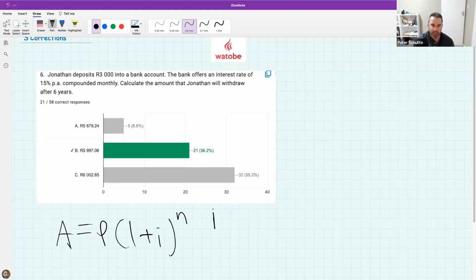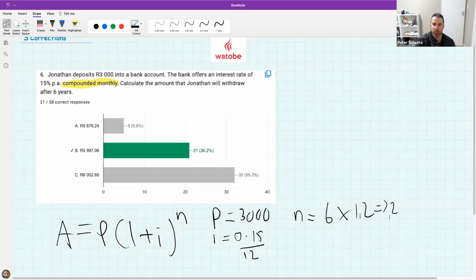And you have to identify that the P value was 3,000, that the i value was 0.15 divided by 12 because it's compounded monthly. Okay. And then n is not going to be 6. What is n going to be in this particular question? What do we think it's going to be? Yeah, so it's going to be 6 times 12, which is 72.